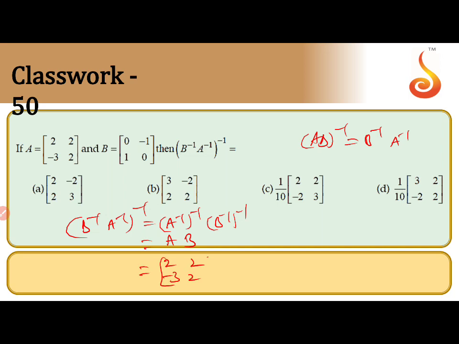A is 2, 2, minus 3, 2. And here B is 0, minus 1, 1, 0. If you multiply, the first row gives 0 plus 2, minus 2 plus 0, so 2, minus 2. Which option is matching? Once again, look here: 0 plus 2 is 2, minus 2 plus 0 is minus 2. Second row: 0 plus 2 is 2, 3 plus 0 is 3. That means 2, minus 2, 2, 3. Option A is correct.